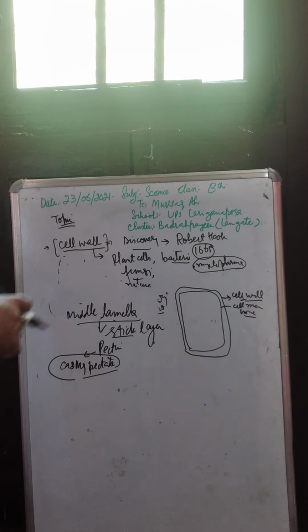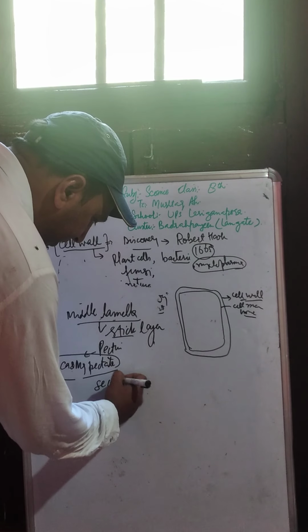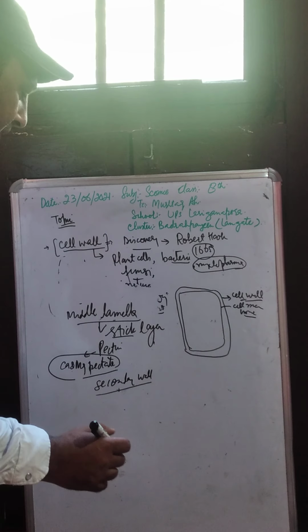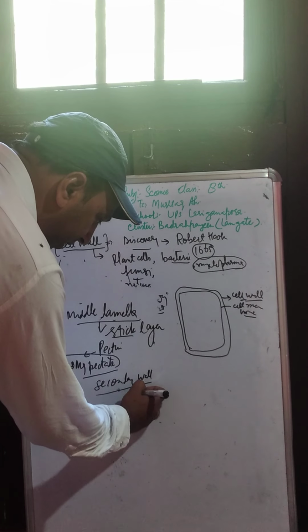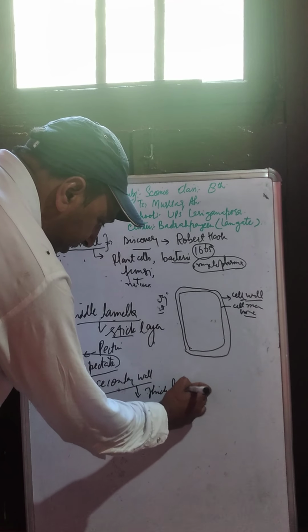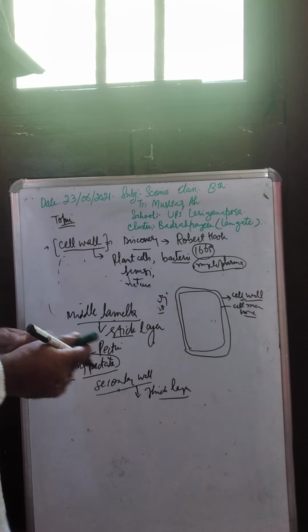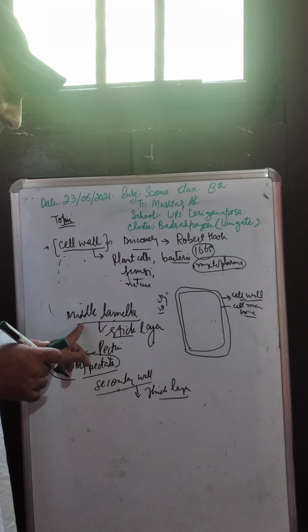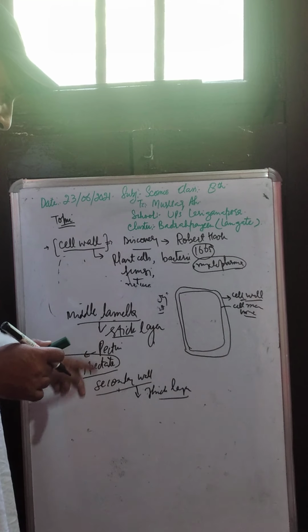Then you have one more layer, the last layer, which is called the secondary wall. The difference between the primary wall and secondary wall is that this secondary wall is a thick layer of cells. It is thicker than the primary. The cells in the secondary wall are thicker than the cells in the primary wall.